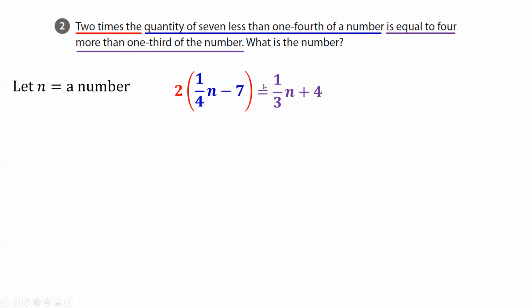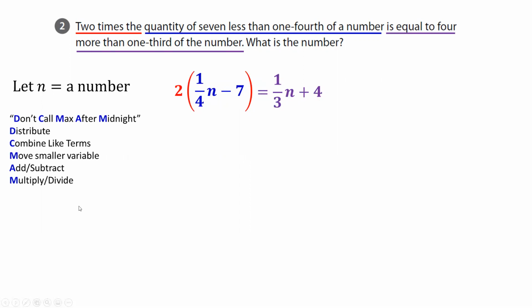And once again, let's just break it down one more time to review. It said 2 times, that means we're multiplying by 2. 7 less than meant we're subtracting 7. 1/4 of a number just means 1/4 of our n, which we represented as a number. Is equal to just means an equal sign. 4 more than means to add 4. And 1/3 of the number is simply 1/3 n. Now that we have our equation, we're going to use don't call max after midnight to solve for n.